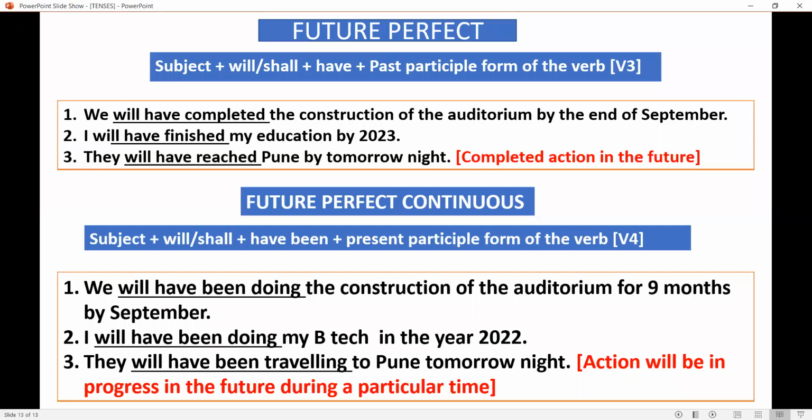So children, this is the end of the lesson on tenses. Take this only as a refreshment class, as I have told you earlier. If any doubt is there, you can clarify that in the doubt clearing session. Thank you and take care, children.